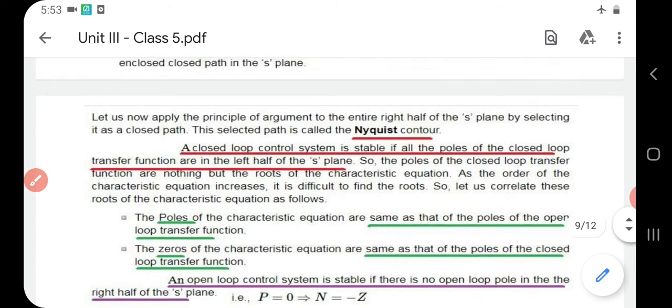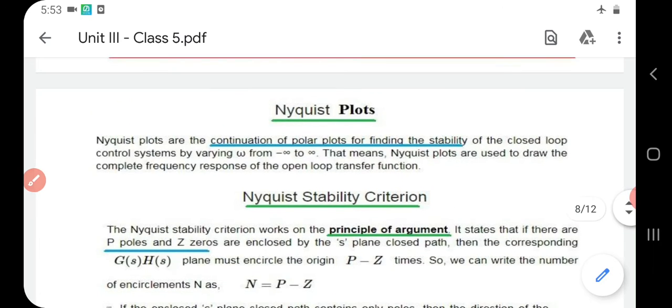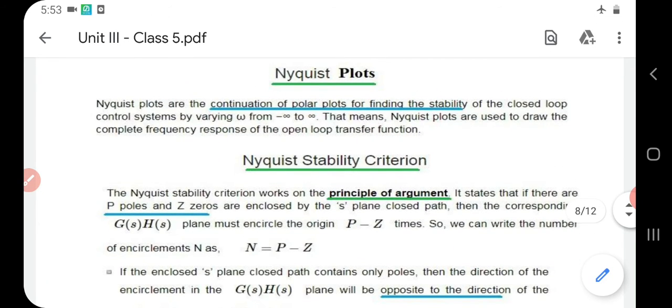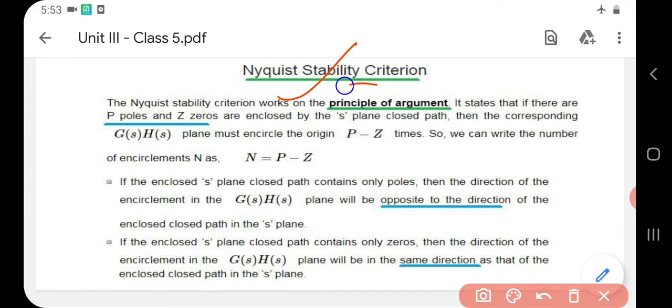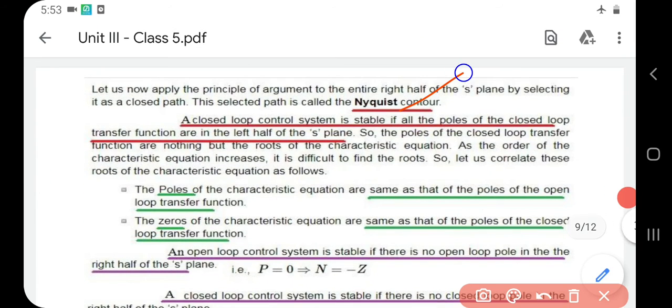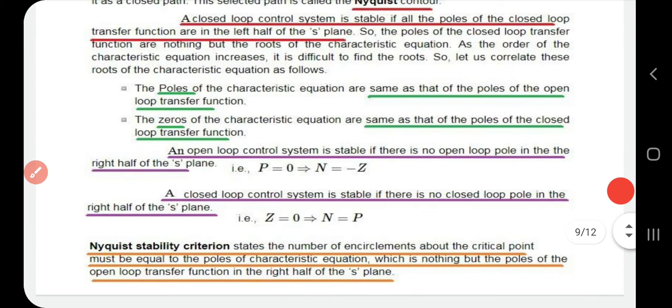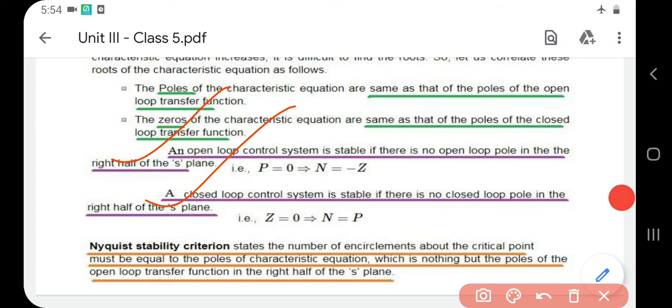So here the definitions that you have to study are: what is Nyquist plot used for, or what is its importance. Then the Nyquist stability criterion, it is based on what? Principle of argument. Then the two criteria statements. Then what is a Nyquist contour? Then when you say that a closed loop control system is stable, and from the poles and zeros of a characteristic function, how can you say about the stability? And finally, when will you say that an open loop control system is stable and a closed loop control system is stable, plus the conditions.